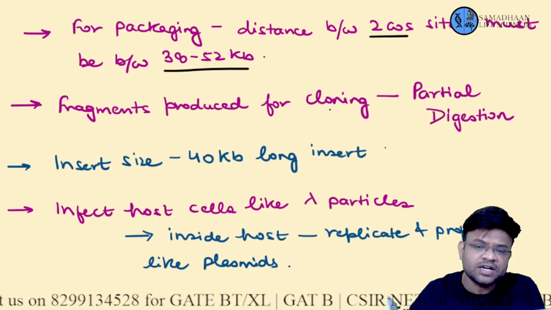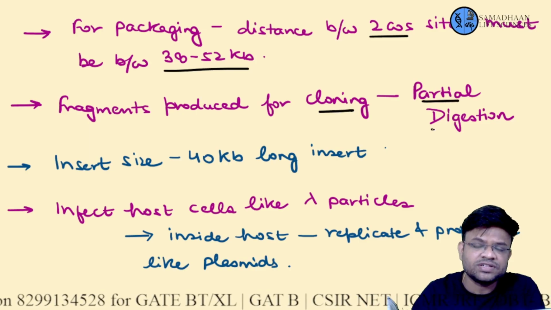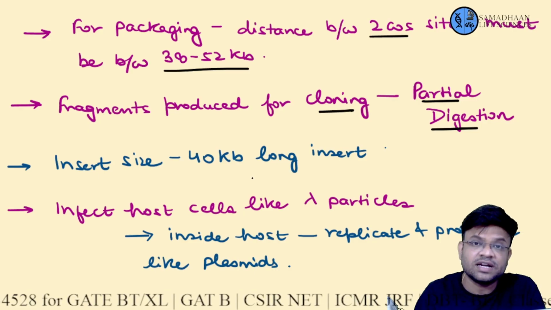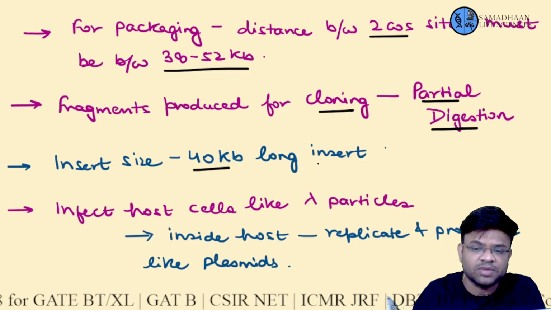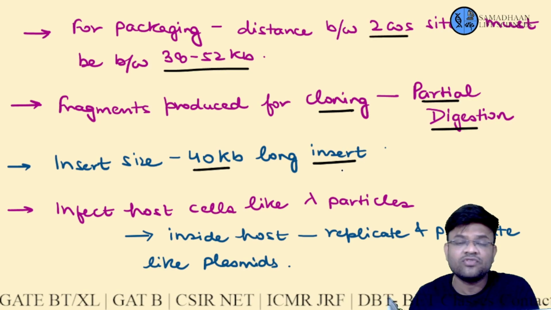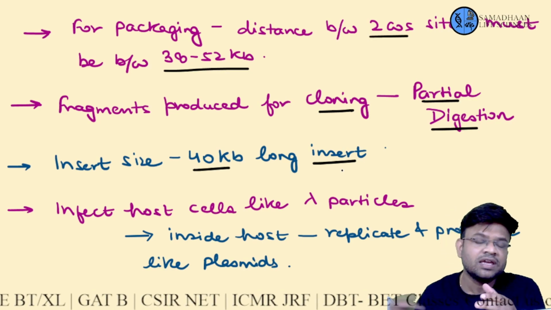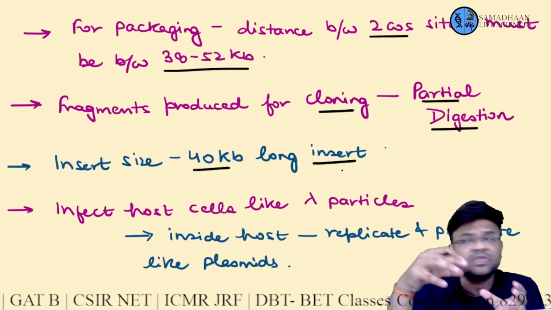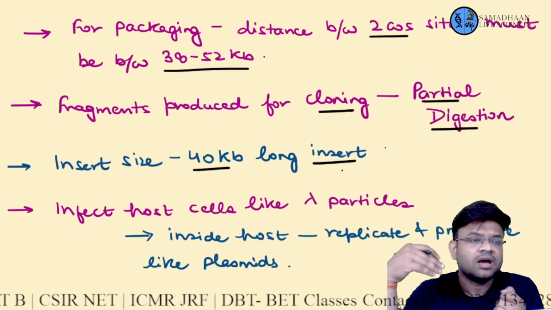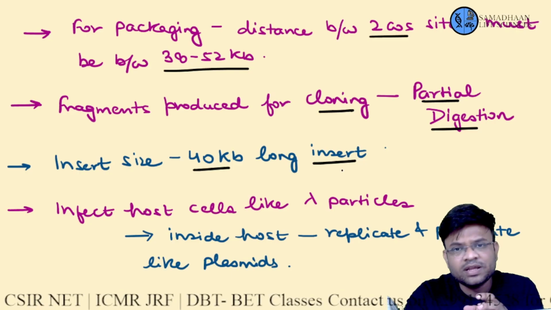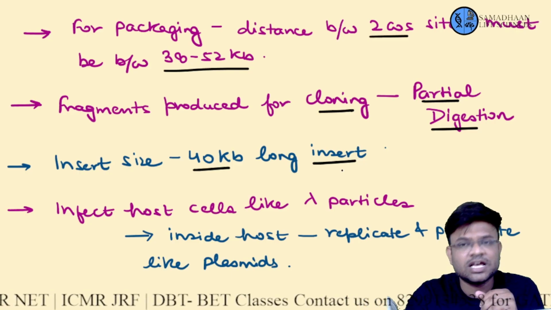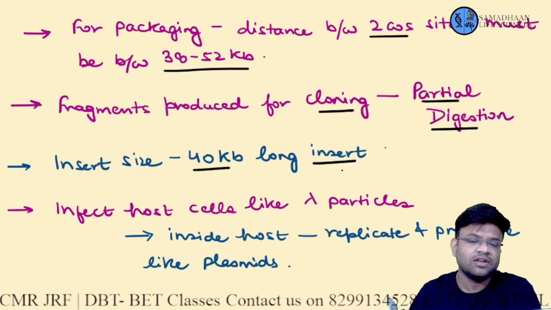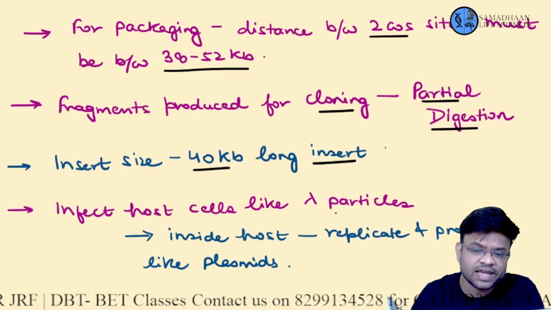Now fragments are produced using partial digestion. I have already told you the insert size or the gene of interest that can be used over here is roughly a 40 kb long insert. Now of course this is very high if you are comparing it to a plasmid vector. Roughly 20 kb can be inserted inside a plasmid vector, but over here you are just doubling the insert size, infecting the host cells like lambda particles.